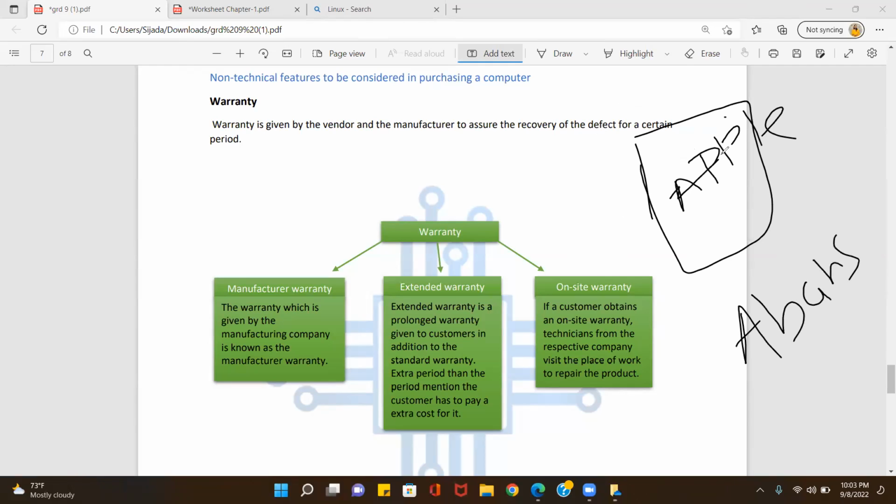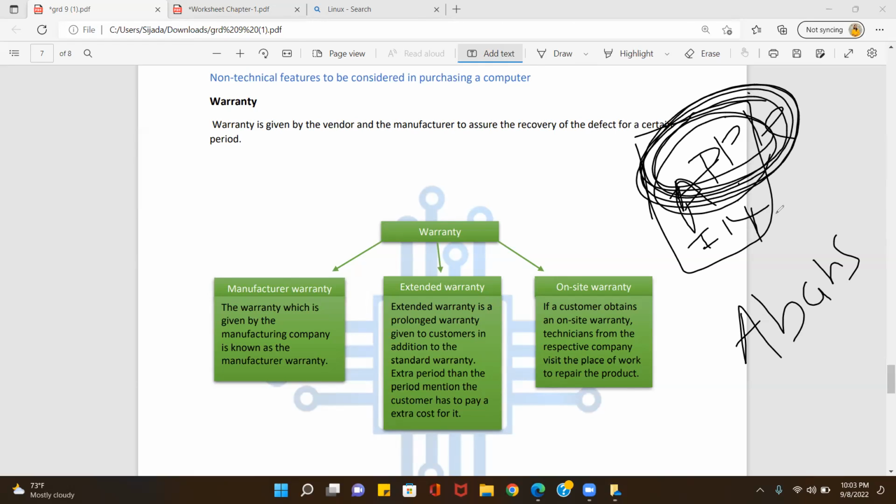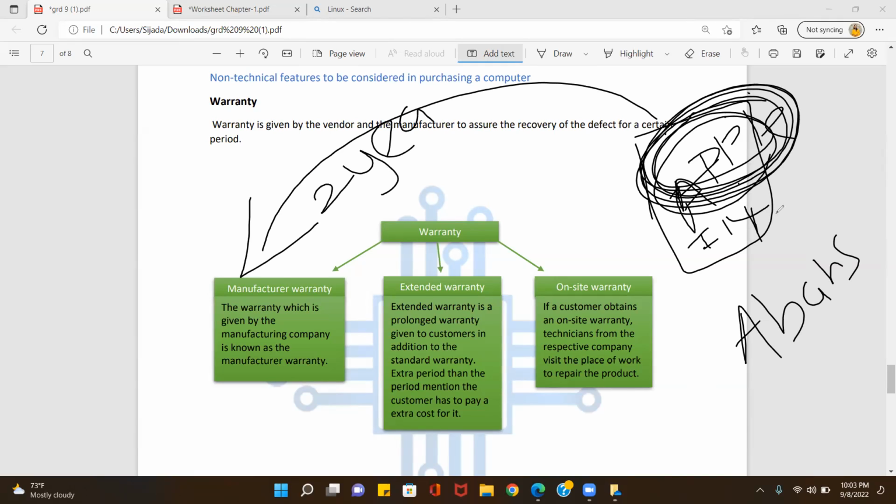Now, who is the manufacturer of the Apple phone, say an iPhone 14 or something? It's the Apple company. If the Apple company, the company that created the device, is giving you the warranty, that is called a manufacturer warranty. Usually a manufacturer warranty will be a maximum of 2 years, not more than that. Then you have extended warranty.